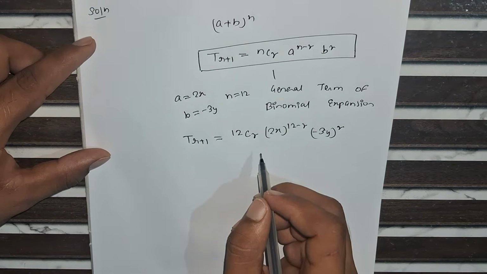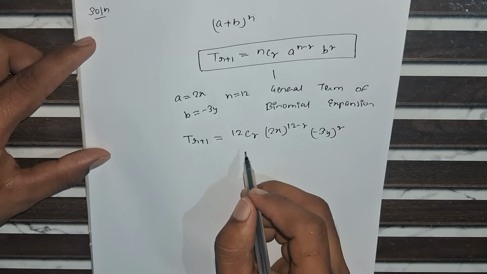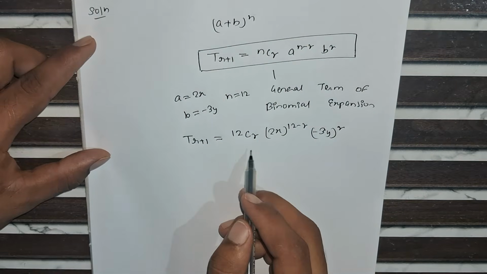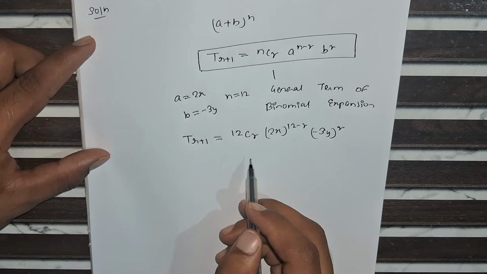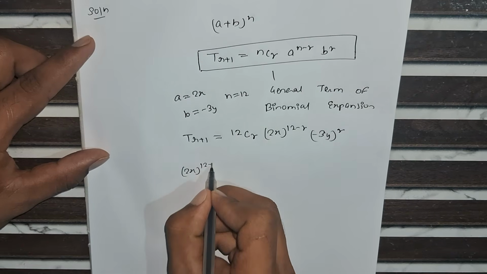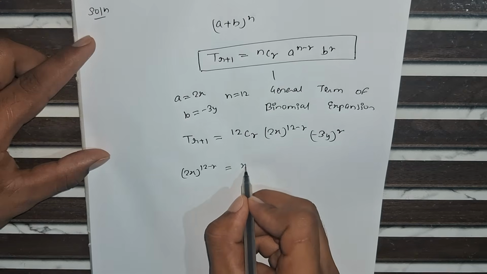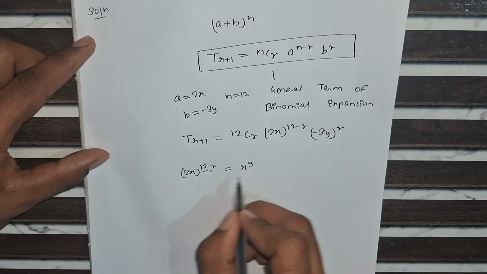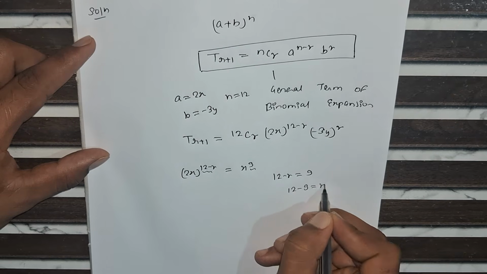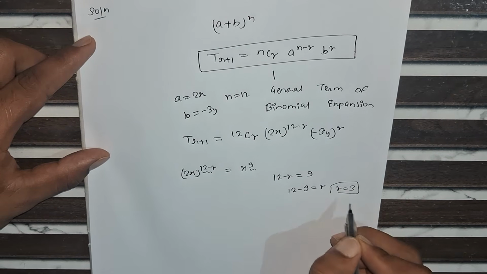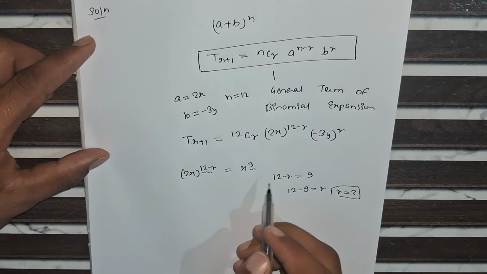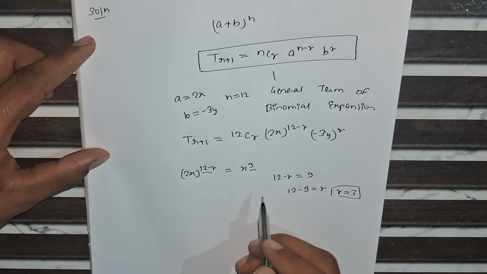So now we have to calculate the value of r to get the general term, or the coefficient of x to the power 9 and y to the power 3. So how can we calculate the value of r? For that we need to compare the x and y powers. So here (2x) to the power 12 minus r equals x to the power 9. So now comparing, 12 minus r equals 9, then 12 minus 9 equals r, then r equals 3. You can calculate the value of r with the help of the power of x, otherwise with the help of y. We will calculate with the help of both for better understanding.